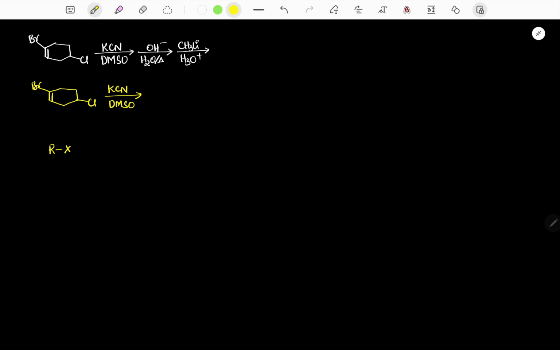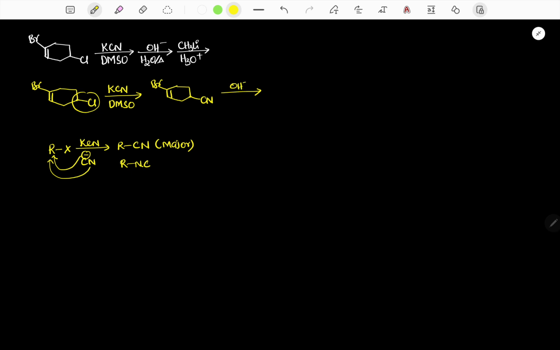When alkyl halide is treated with KCN, we know that CN minus is an ambidentate nucleophile. Therefore, C can attack, N also can attack. Therefore, we get the corresponding cyanide and isocyanide, and the cyanide compound is major. Therefore, here we get the corresponding product, double bond Br, single bond CN. Cyanide compound is major.